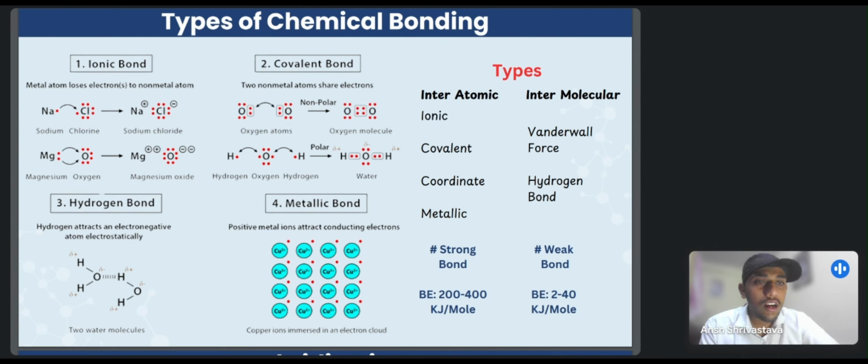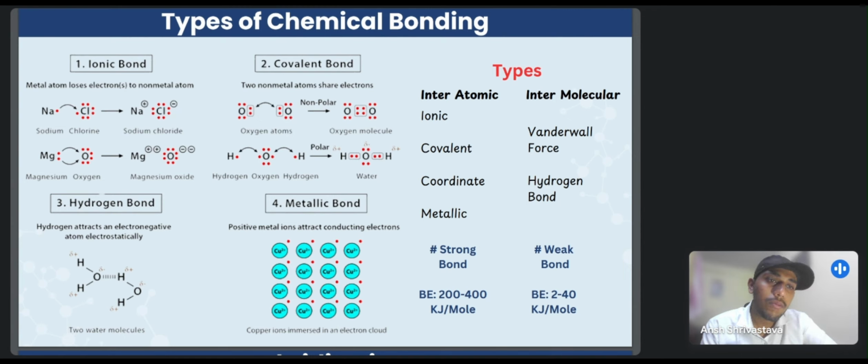Covalent bond is a bonding in which atoms share electrons, not transfer but share electrons to achieve stability. Then we have coordinate bond, which is a special type of covalent bond where both the shared electrons are provided by one atom. Then we have metallic bonds, which occur in metals. Then we can see intermolecular forces.